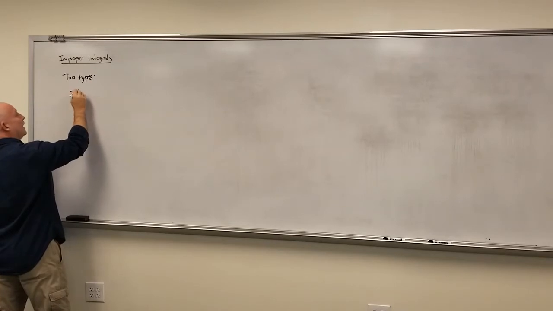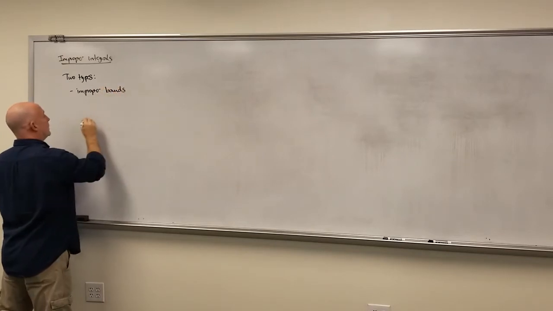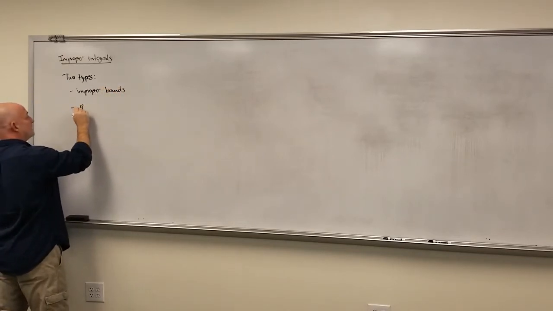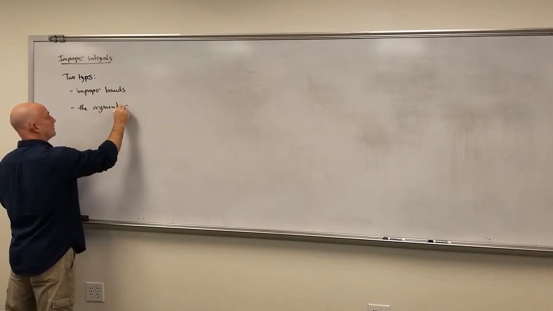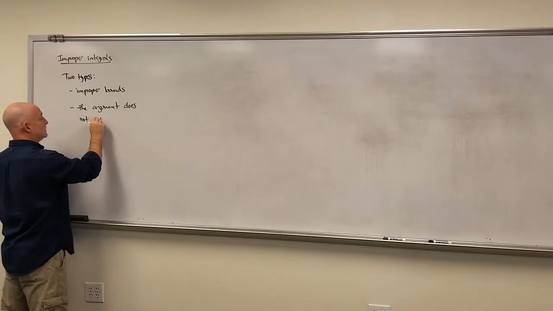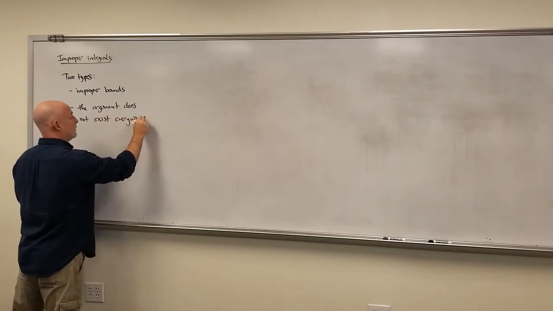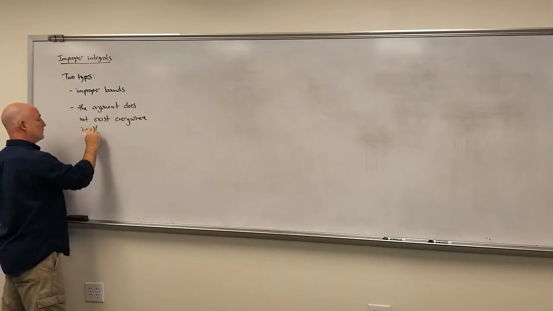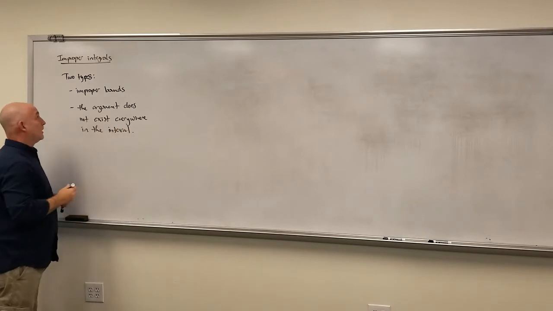One is going to have what's called improper bounds, and the second is going to be the argument does not exist everywhere in the interval. Okay, so what do both of these mean?